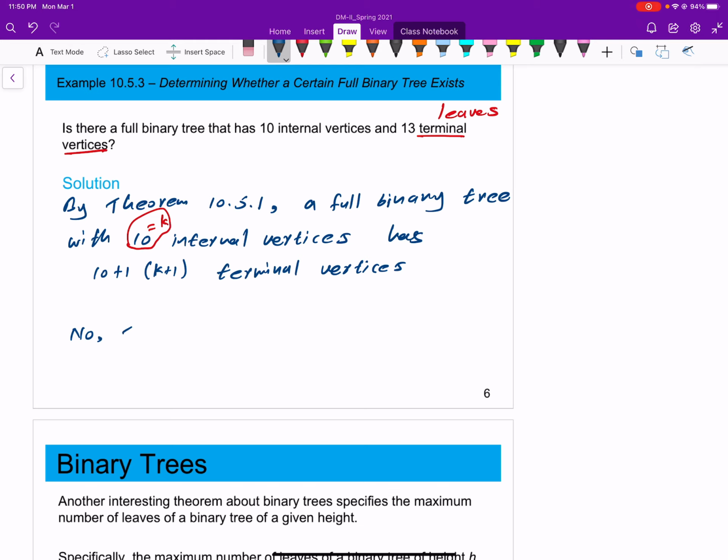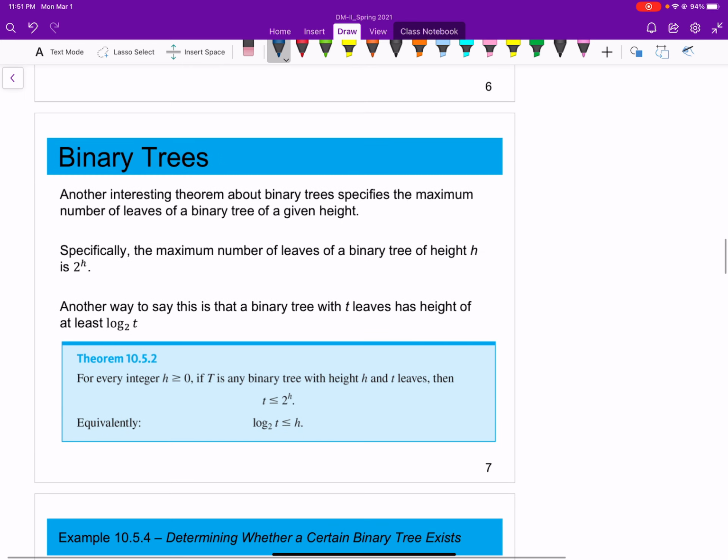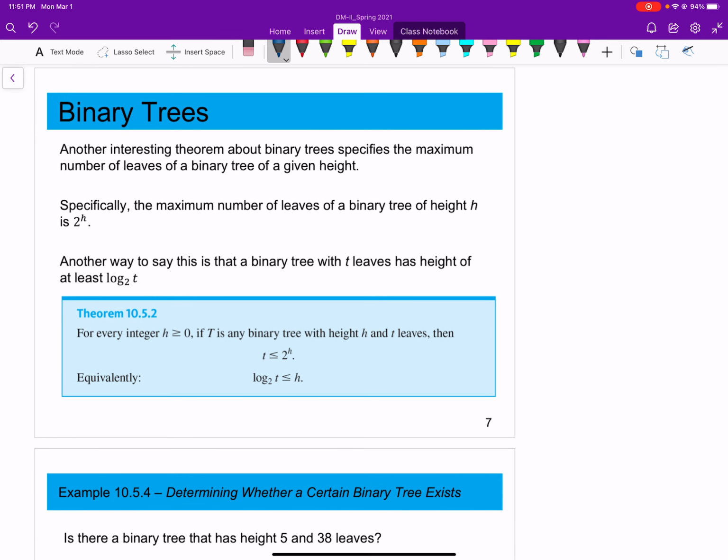Answer is no. There's no such a tree. Let me write: there's no such a tree. All right. Go to the next slide.